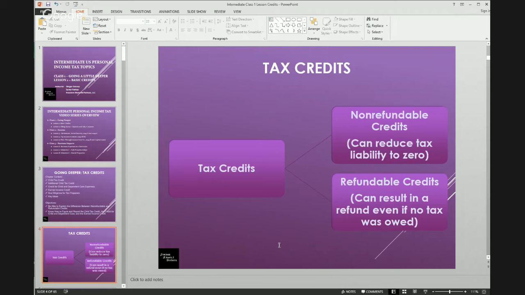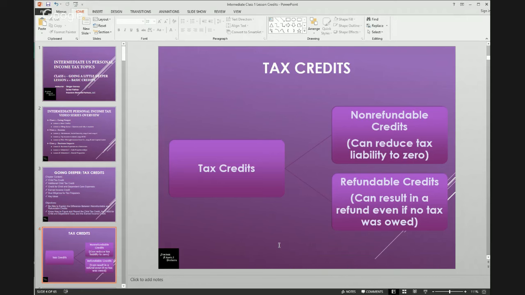A non-refundable credit can only reduce your tax liability to zero. Once the tax liability has reached zero, you would not receive any money back for any of those credits. So in the case of the child tax credit, which is a non-refundable credit, if your taxable income is actually reduced to zero because of the quantities of exemptions and deductions that you have, then in fact the child tax credit would not give you money back.